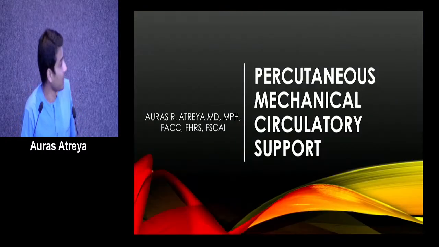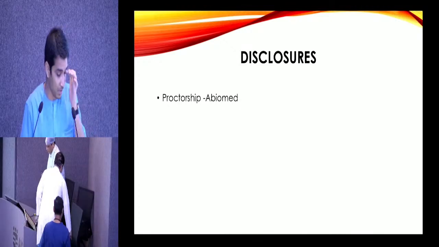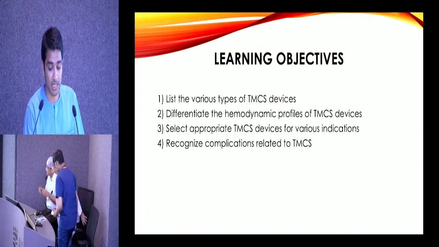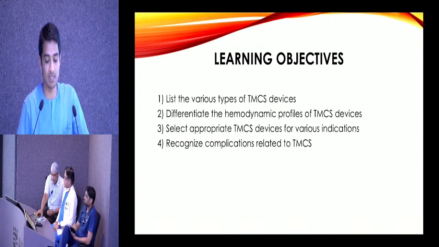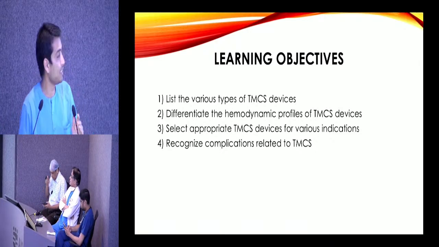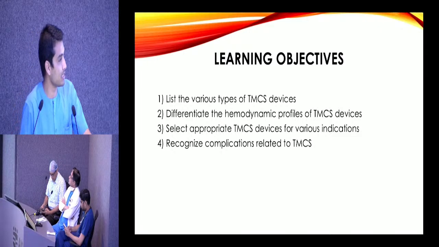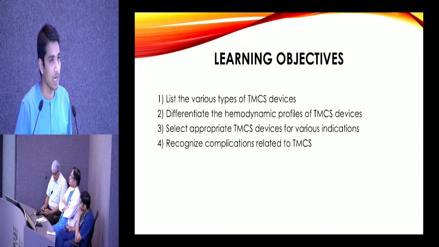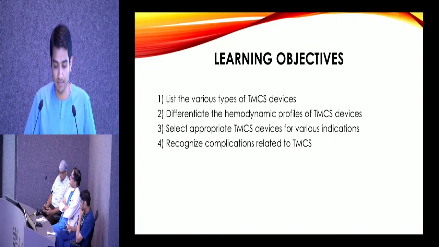My only disclosure for this talk is that I'm a proctor for Abiomed, but I'm going to discuss all the devices. So learning objectives: we'll talk about the various types of TMCS, that is temporary mechanical circulatory support devices, differentiate the hemodynamic profiles of these devices, and select appropriate devices for the various indications that Dr. Rajiv and Dr. Bhuttaya have set the stage for. And we'll briefly recognize complications related to these MCS devices.